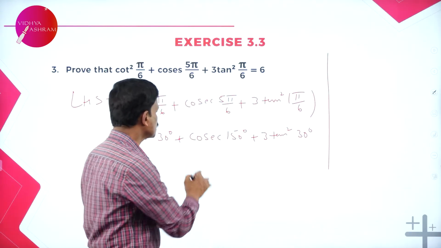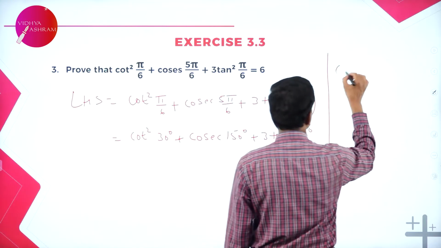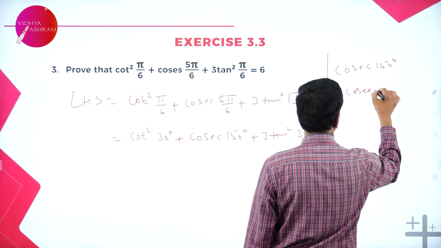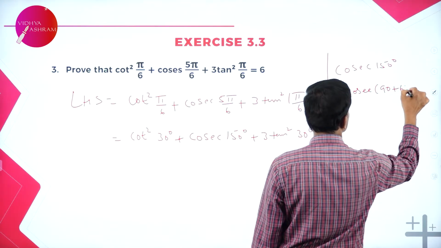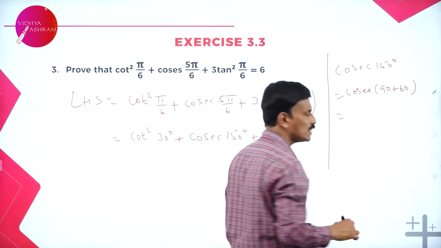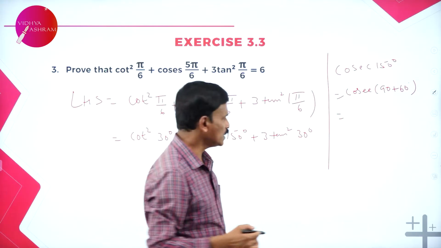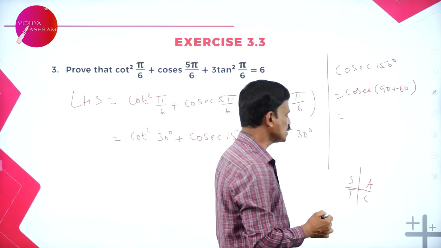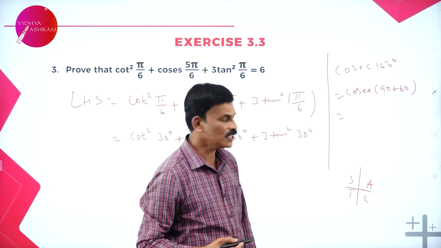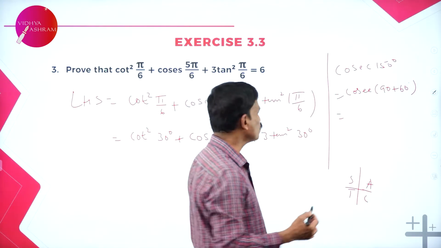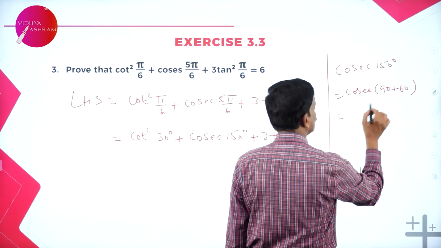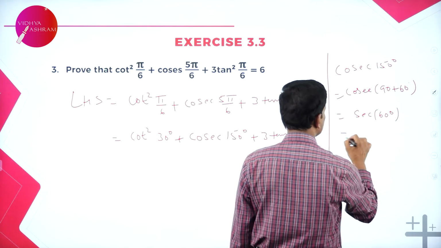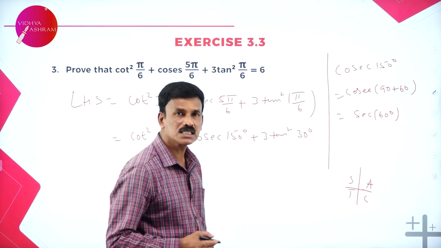Now let us convert this cosecant 150 degrees first. Cosecant of 150 can also be written as cosecant of 90 plus 60. Okay, what is cosecant 90 plus theta? So cosecant 90 plus theta comes in ASTC. 90 plus theta comes in second quadrant. In second quadrant, sin theta and cosecant theta are positive. Further, there is a change. Cosecant of 90 plus theta can also be written as secant theta. Secant 60. So secant of 60 is also equal to 2.